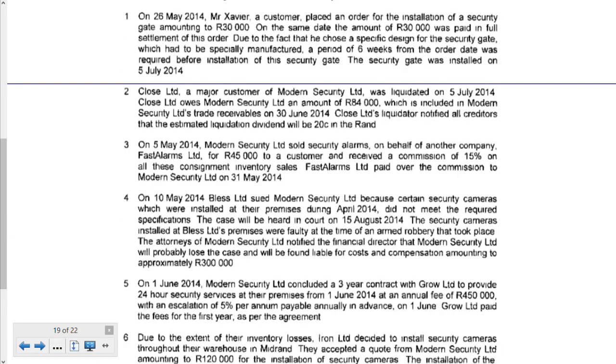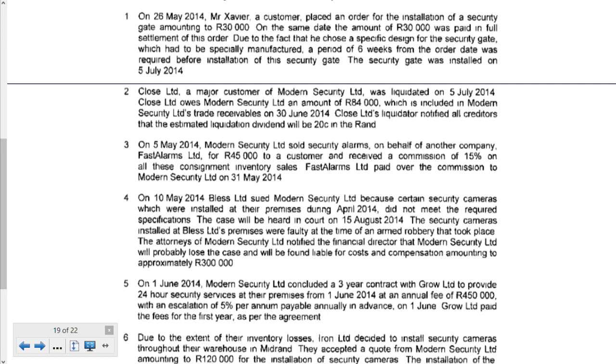Number 5, we concluded a 3-year contract to provide 24-hour security services from the 1st of June at an annual fee of 450,000 Rand, escalating at 5% per annum, payable in advance on the 1st of June. So we've received that 450,000 Rand on the 1st of June, but it's for a monthly contract, isn't it? So at year end, we have only provided services for the 1 month. Or you can even say it's an hourly contract, whatever you want to say, but it's for 24 hours.